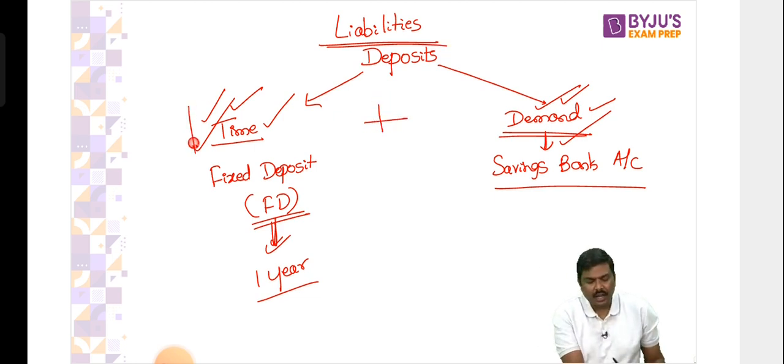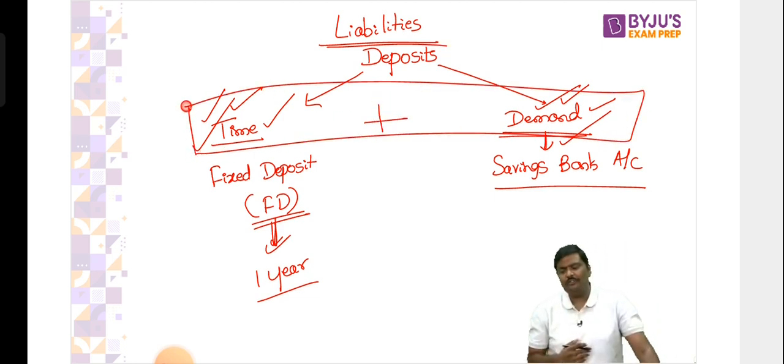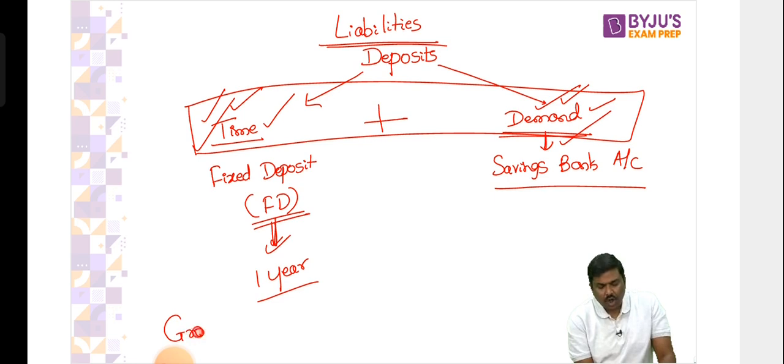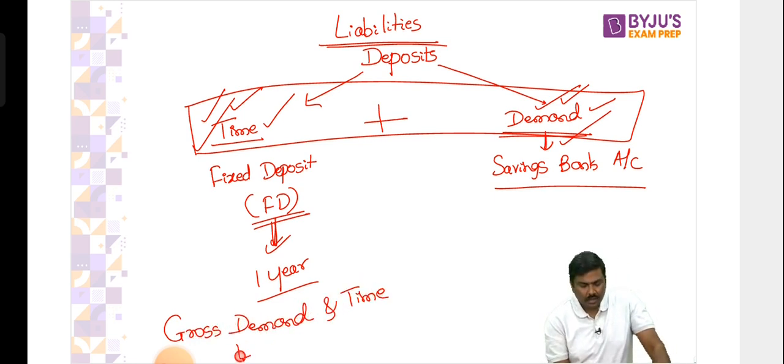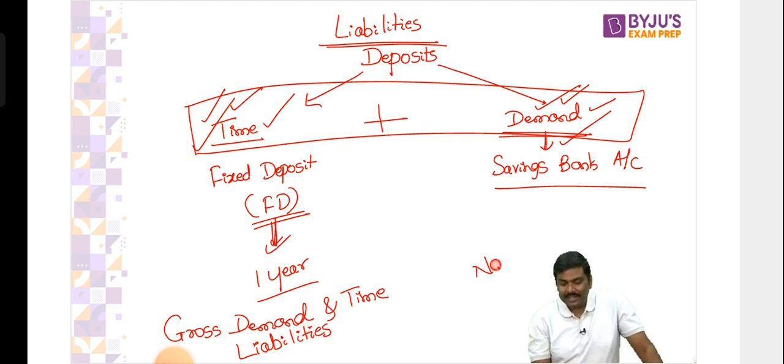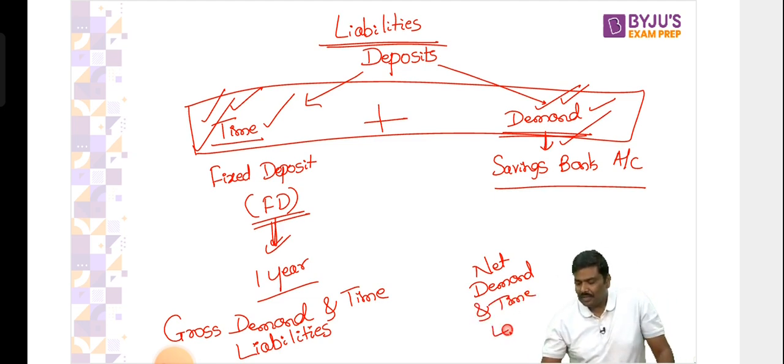Now take the sum total of both of them. We'll simply refer to this as gross demand and time liabilities, GDTL. But there is one more term, net demand and time liabilities, NDTL. What is the difference here?